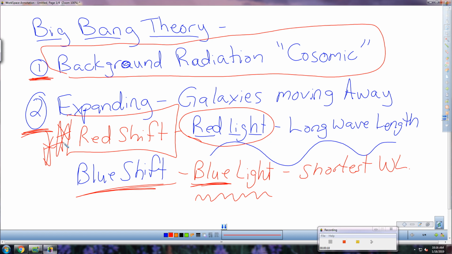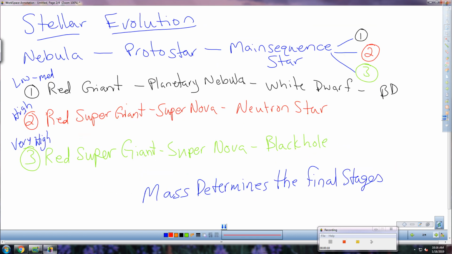So redshift means the wavelengths are getting longer and longer and longer, and things are getting farther and farther apart. So that's the big thing about the Big Bang Theory.